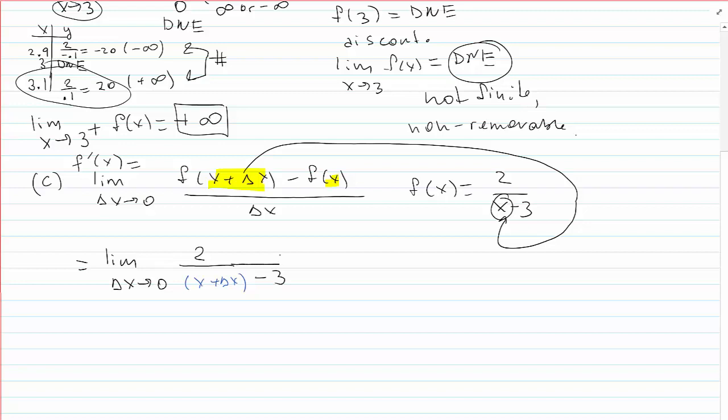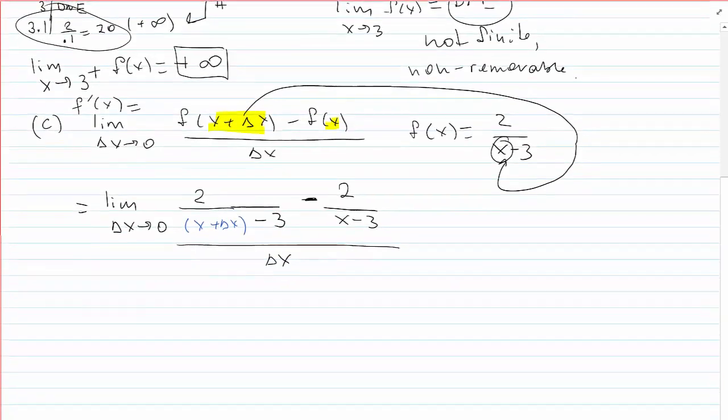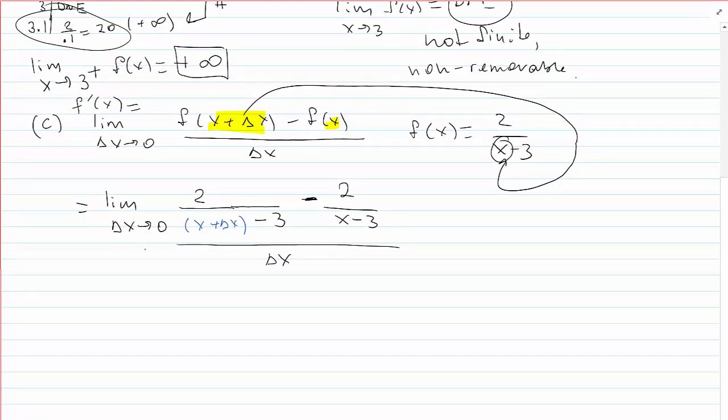So that's the first part. Okay? Then we're going to subtract the original function, which is 2 over x minus 3. And this whole thing is divided by delta x. So this is a pretty advanced one because the expression is somewhat complicated. Substituting 0 right now would not help since it will just give you 0 over 0. So we need to get rid of this complex fraction.